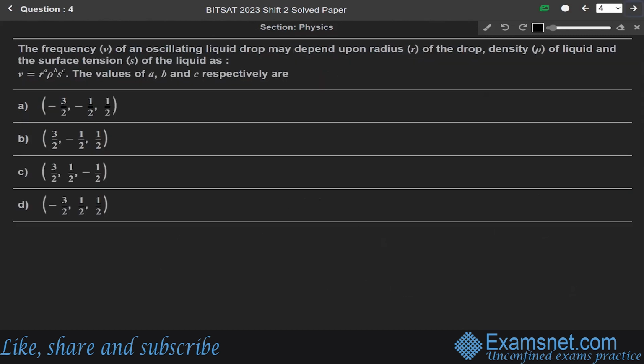Okay. Now next question 4. The frequency nu of an oscillating liquid drop may depend upon the radius r of the drop, density rho of the liquid, and the surface tension S of the liquid. As nu is equal to r power a, rho power b, S power c. The values of a, b and c respectively are... So this question is from the chapter of units and measurements.